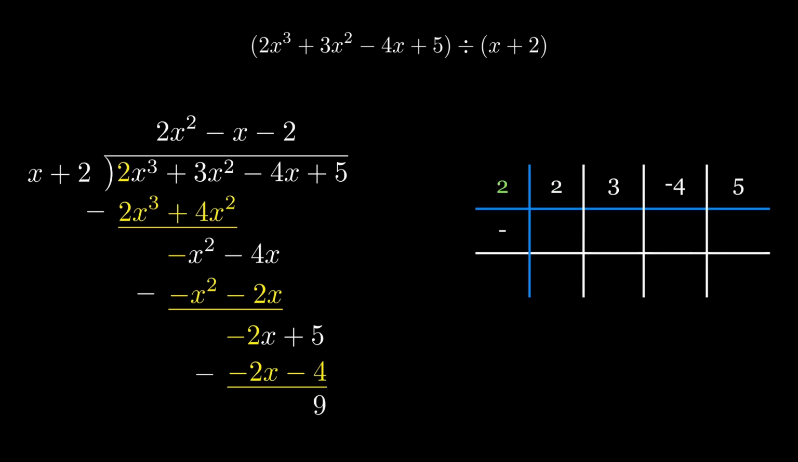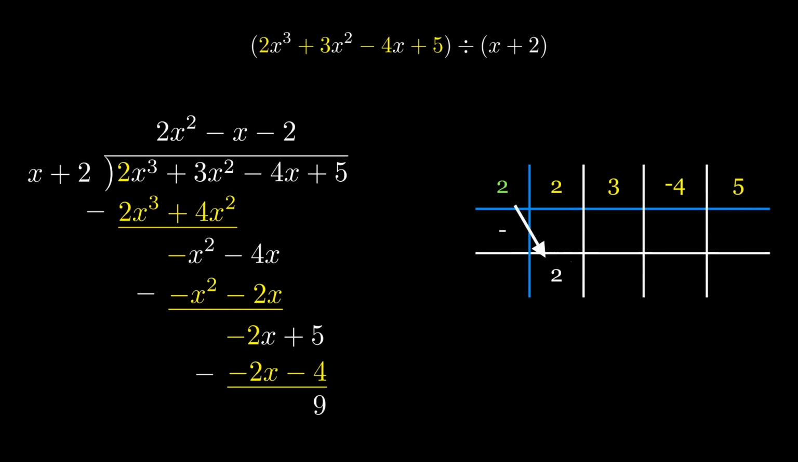We first write the second term at the leftmost place. Then we write the coefficients of the dividend. In case any term is missing, we would need to write 0 as its coefficient at the respective place. The leading coefficient comes as it is.